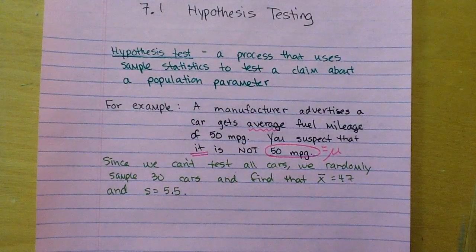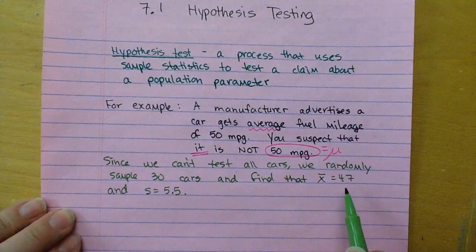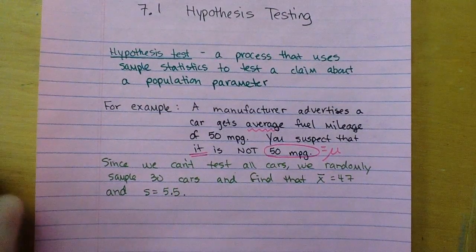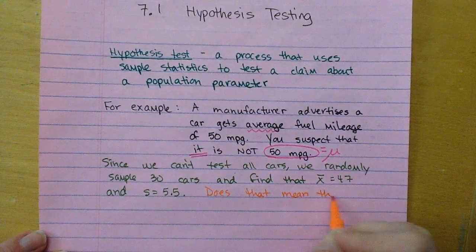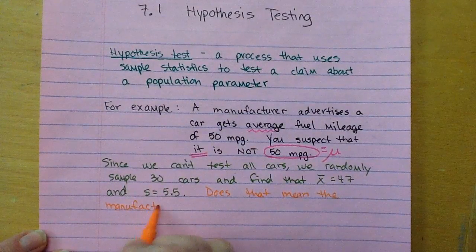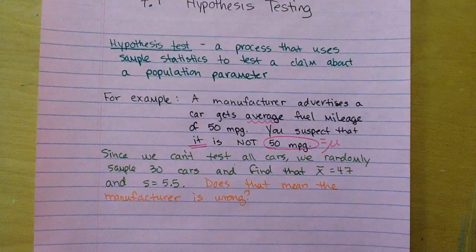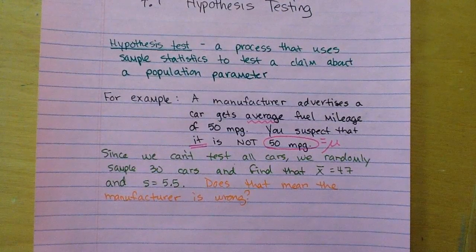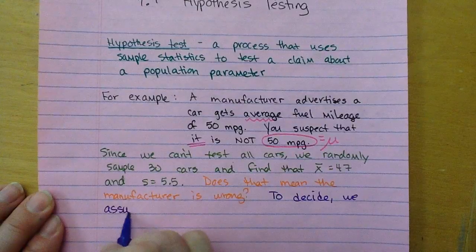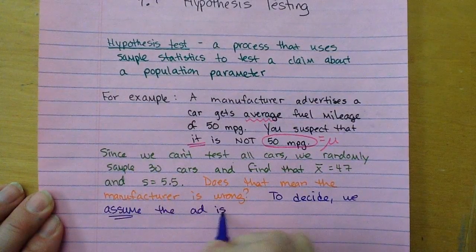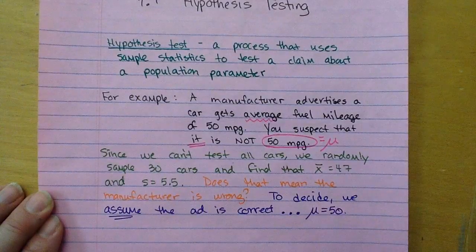So we have some sample data, and we're going to use that to make a prediction about the population. Now, just because we found that the sample mean is 47, does that mean that the manufacturer is wrong? Or is that not really significant? Well, to decide, we're going to assume that the ad is correct, and then run a test. In other words, that's saying that mu equals 50.